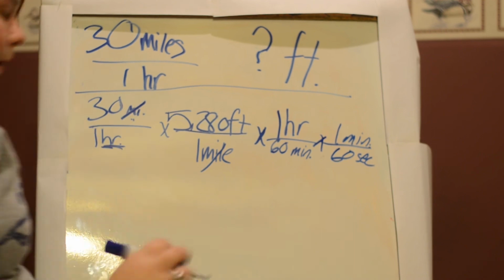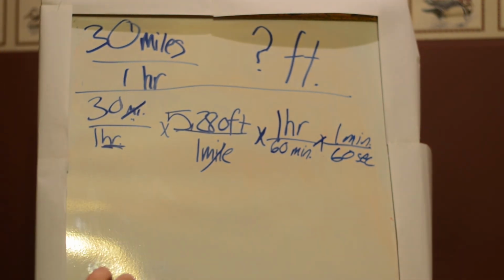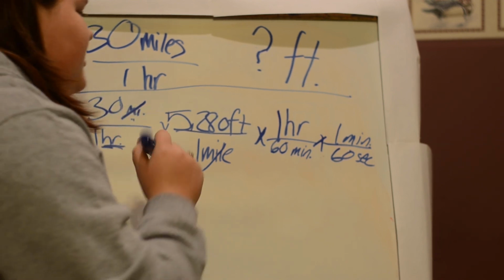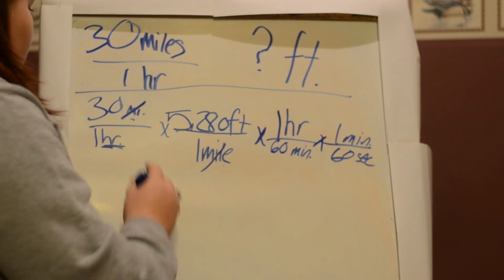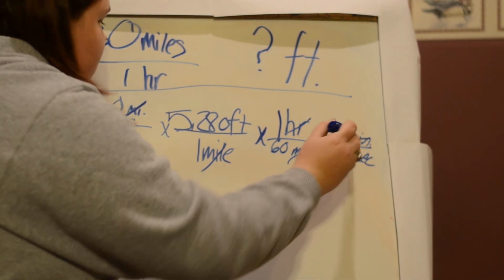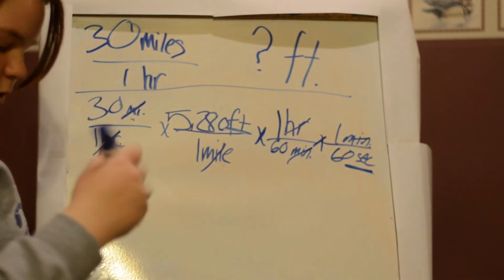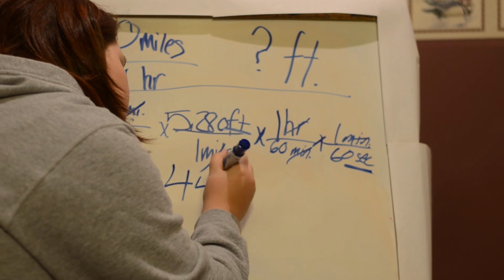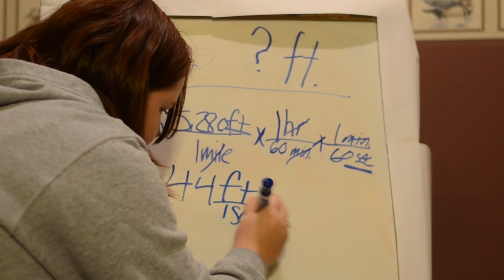And always, always, always check your units when doing stoichiometry because you don't want to work out all this math and then see that you have the wrong answer just simply because you didn't check your units to make sure that you had them in the right spots. So mile, mile, that cancels out. Hour, hour, that cancels out. Minute, minute, that cancels out. So we are left with feet per second. And when you do all the math, you end up with 44 feet per 1 second.